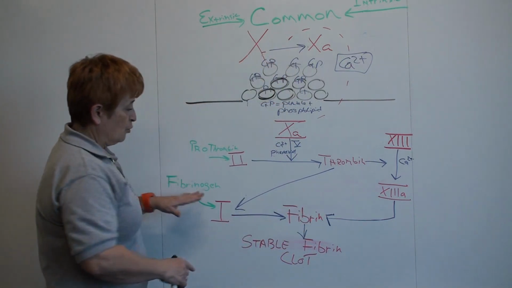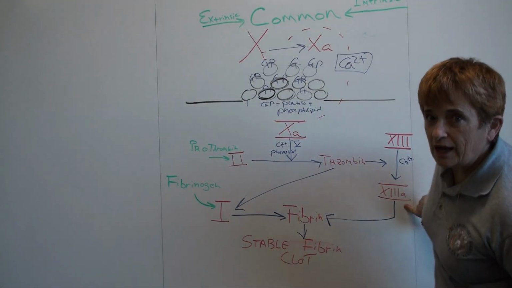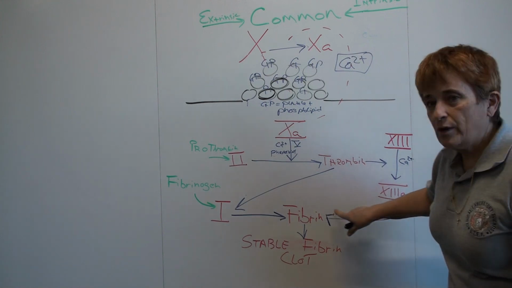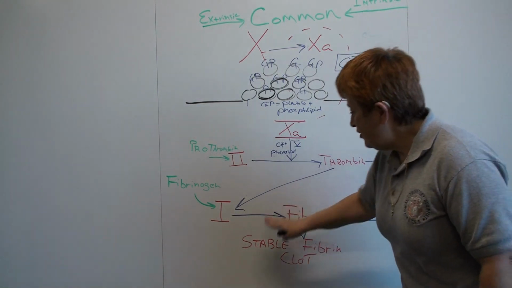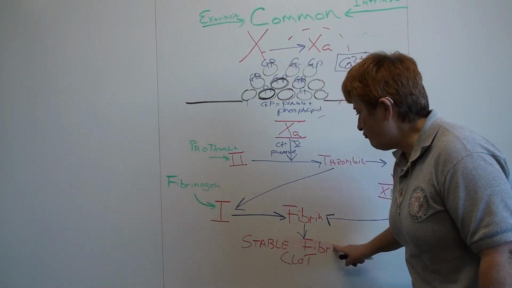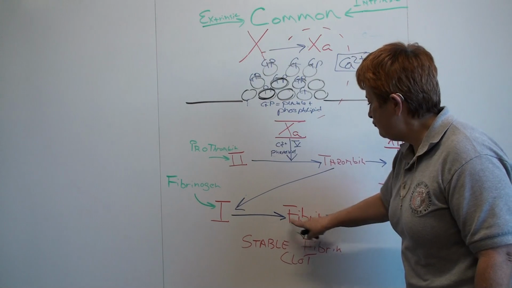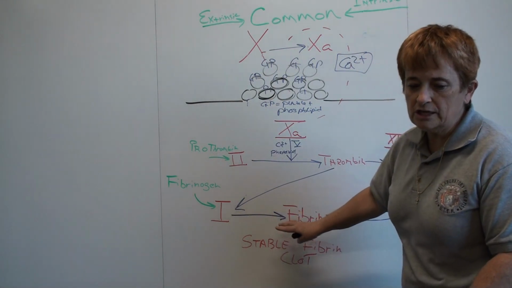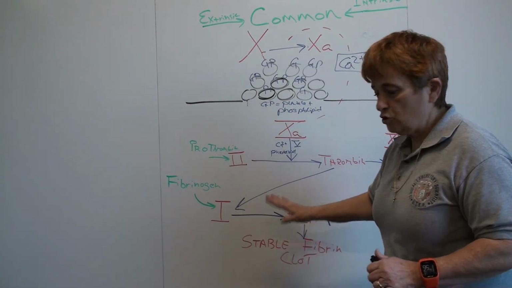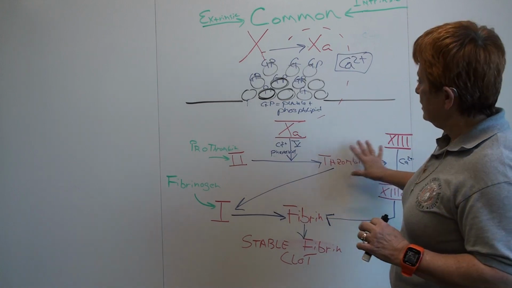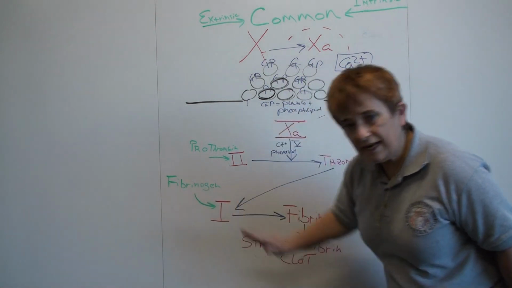Okay. Now, what's going to happen here is that your factor 13, you can't see me, but that's okay, factor 13 is going to help stabilize the fibrin. Now, with all of this, we're eventually going to get a stable fibrin clot. Now, what happens here is that, from the fibrin, we're going to get some polymers, then they have to go to monomers, etc. So right now, this is what you need to remember.